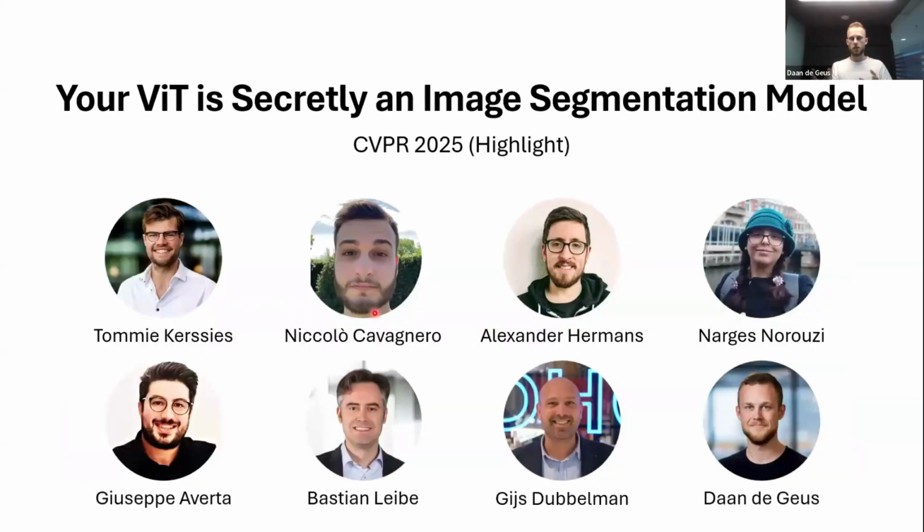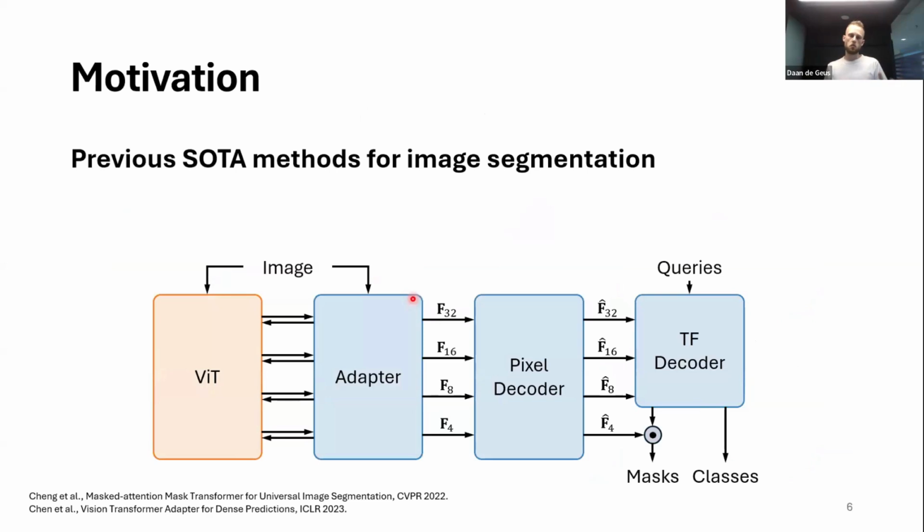Now, as I mentioned, this is a sort of a tale of two papers. And the first of these papers is Your ViT is secretly an image segmentation model, which we presented last year at CVPR, which was led by Tommy in collaboration with Nicolo, Alex, Nargis, Giuseppe, Bastian, Gijs, and myself. And this was a collaboration between us at the Eindhoven University of Technology and Politecnico di Torino and RWTH Aachen University. And in this work, as the title suggests, we focused on the image segmentation task.